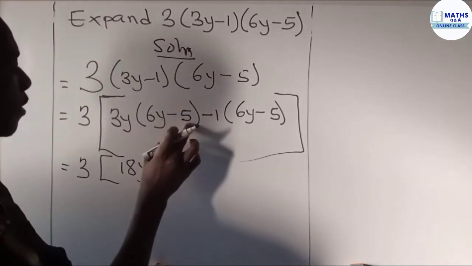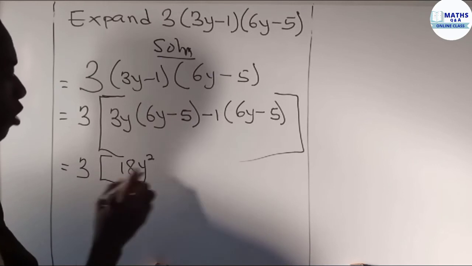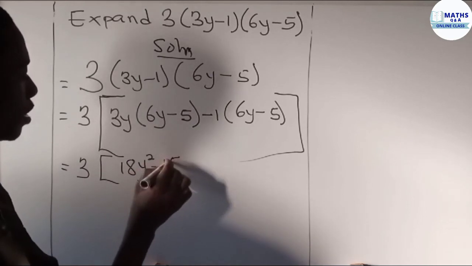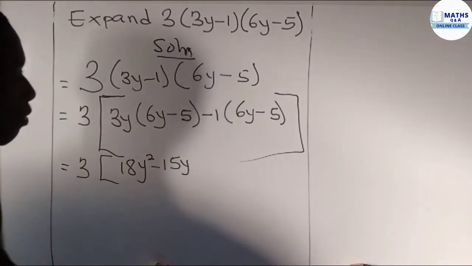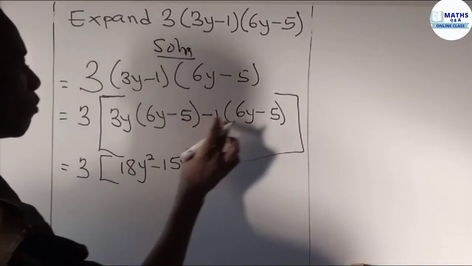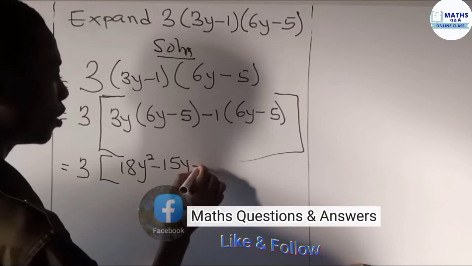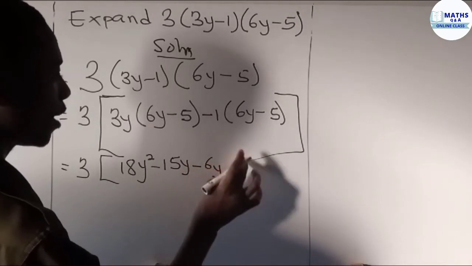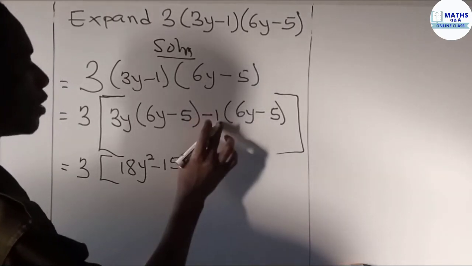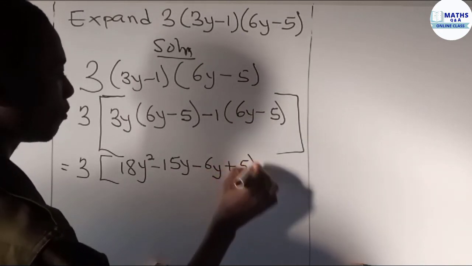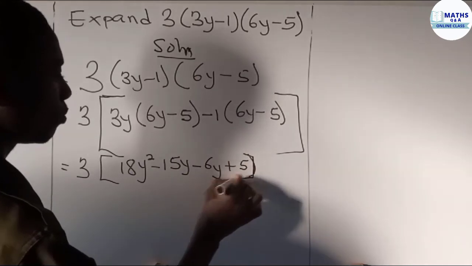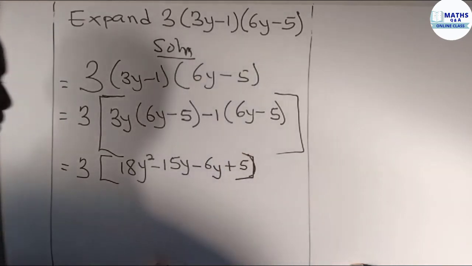3y multiply negative 5 gives what? Negative 15, and then y, there is no variable here, so you write our y. Negative 1 multiply 6y gives what? Negative 6y. And then negative 1 multiply negative 5 gives what? Positive 5. So now we close our bigger brackets.